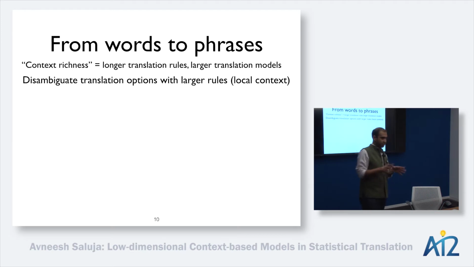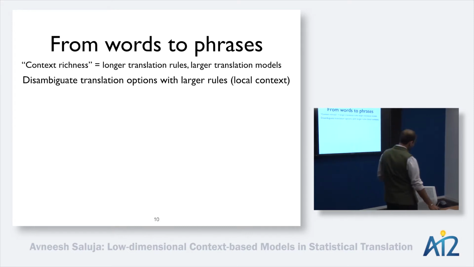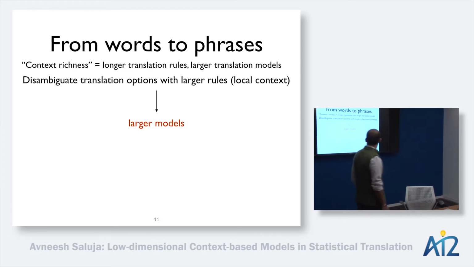Just to reiterate, the basic idea from going to words to phrases is to make our models somewhat contextually richer. There's been this implicit assumption that to make models contextually richer, we need longer translation rules. As I've mentioned before, instead of translating "Fragen", we'll translate "these are Fragen". We need longer translation rules, and we need larger translation models. So what exactly happens here?